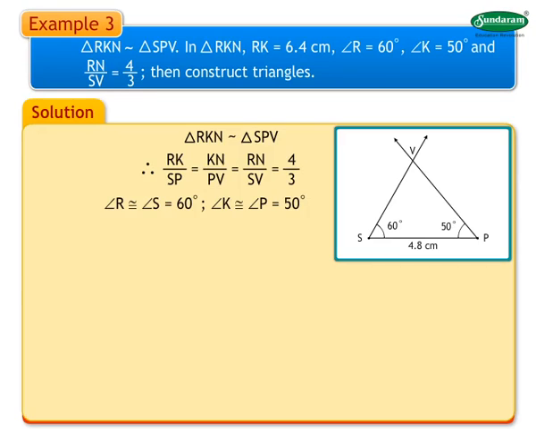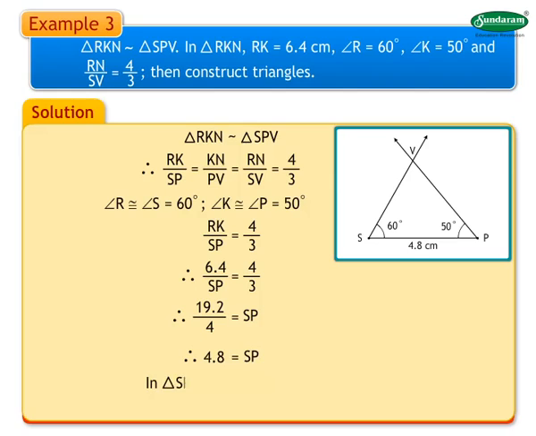Now let's find the measure of side SP. To find the length of SP, it is given that RK upon SP is equal to 4 upon 3. Therefore, 6.4 upon SP is equal to 4 upon 3. Therefore, 19.2 upon 4 is equal to SP. Therefore, 4.8 is equal to SP. Thus, in triangle SPV, angle S is equal to 60 degrees, SP is equal to 4.8 centimeters and angle P is equal to 50 degrees.